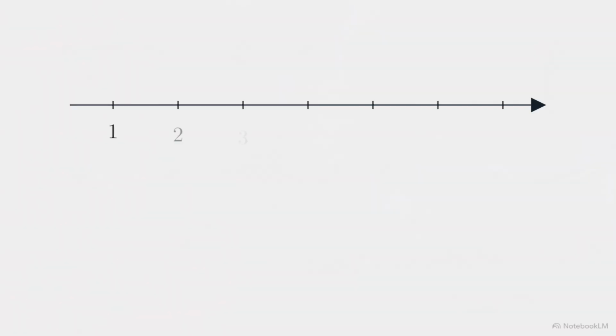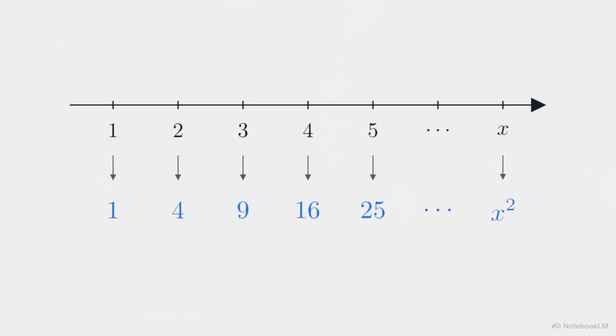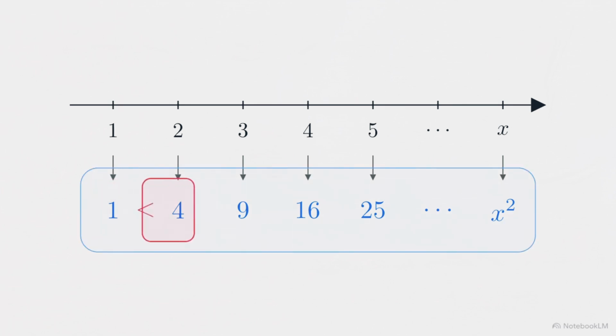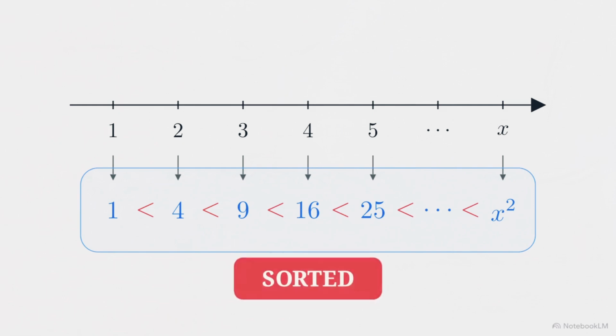We can visualize this by laying out all possible answers from 1 up to x on a continuous number line, with their corresponding squares written right below them. Notice how the bottom row behaves. As we move from left to right, the square of each integer gets progressively larger. This sequence is naturally sorted.